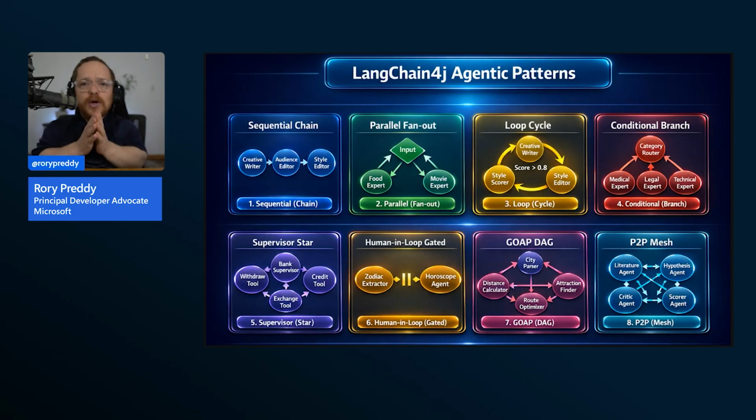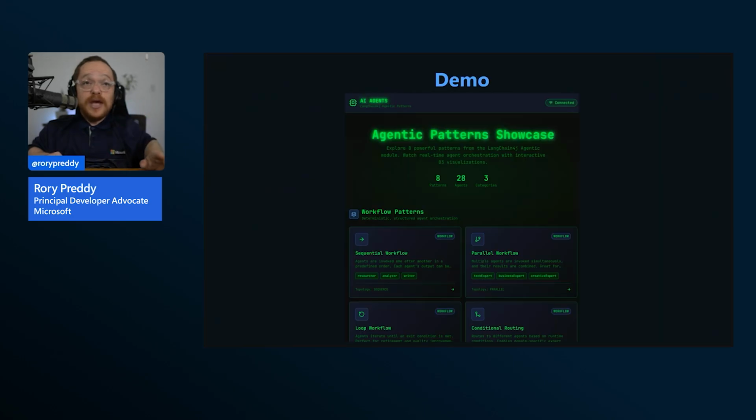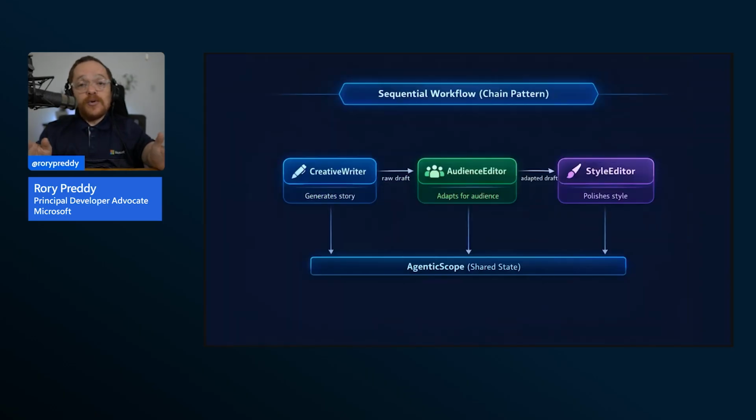So we're going to go through each one of these agents, and we're going to go through an example for each one of them. At the same time, we're going to use the agent pattern showcase, which I'm going to give you access to, along with the source code, and which is going to allow us to run this live. So the first one I want to show you is the sequential workflow, the chain pattern.